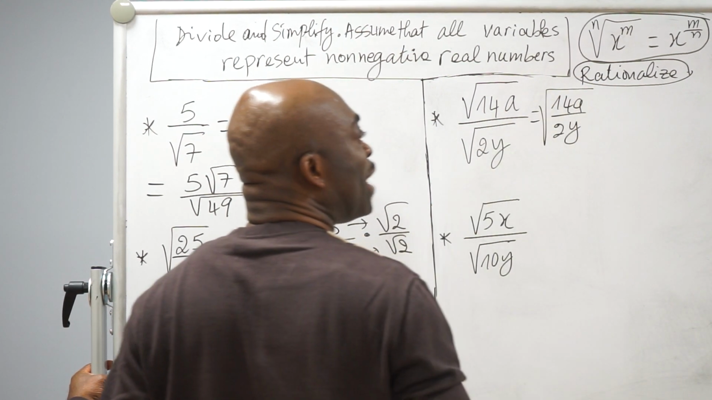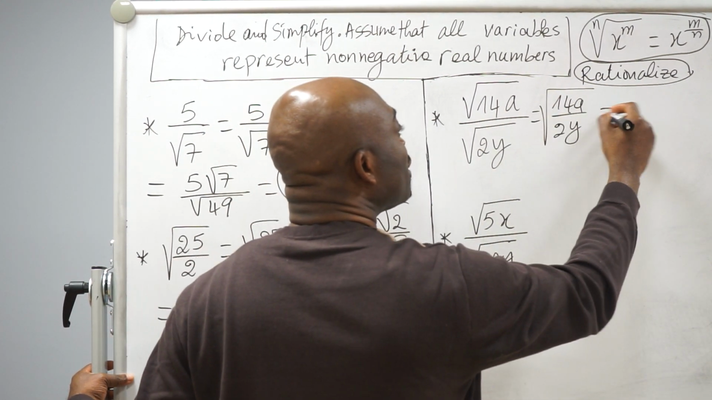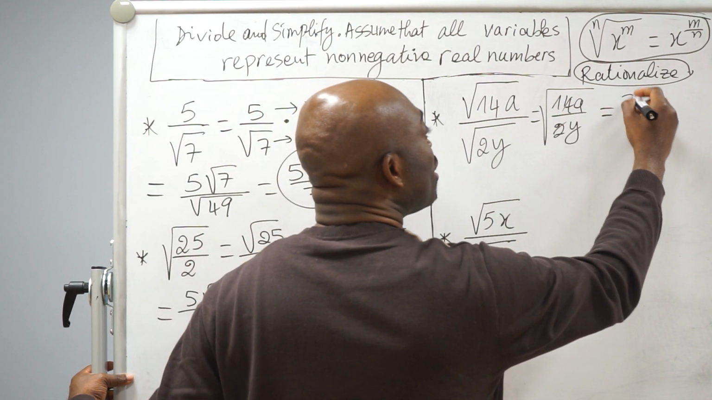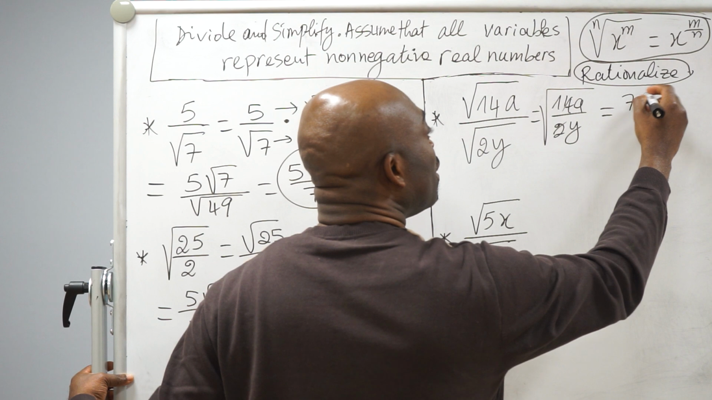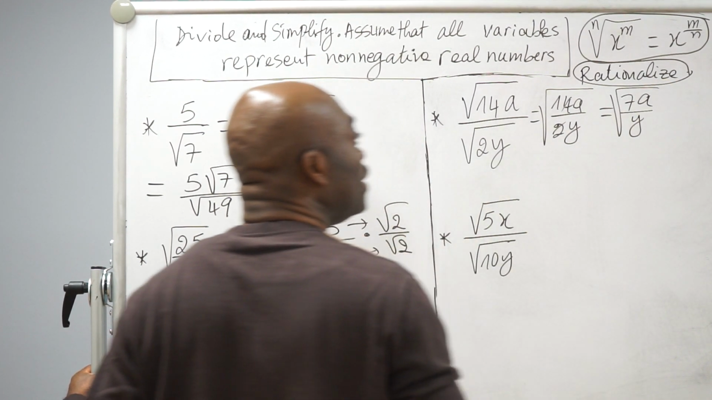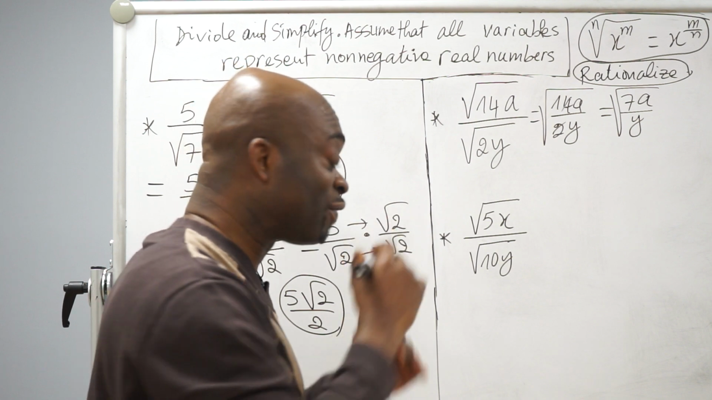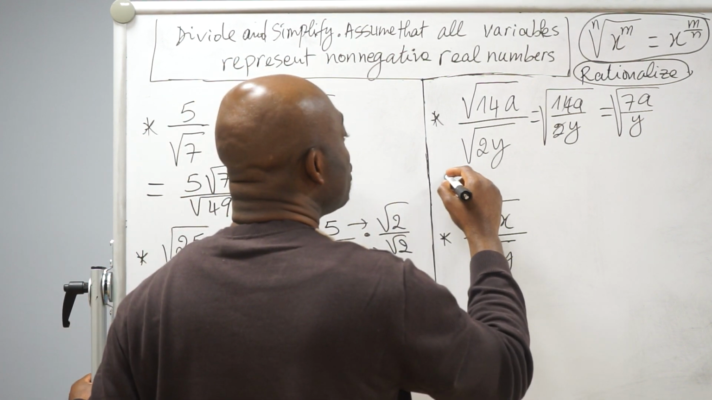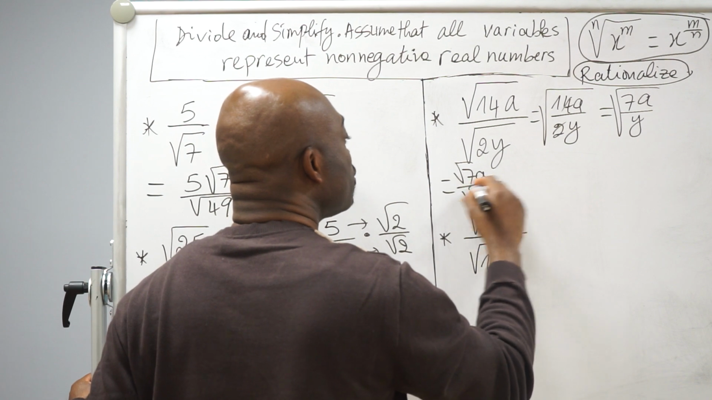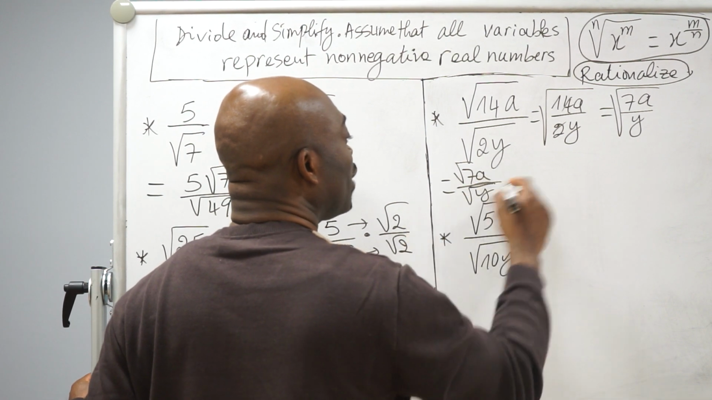You put them under the radical. So you end up with what? 2 goes into 14 7 times. So you end up with 7a over y under square root. Now, what can we do here? We have to split both of them, right? So this is equal to square root of 7a over square root of y, okay?